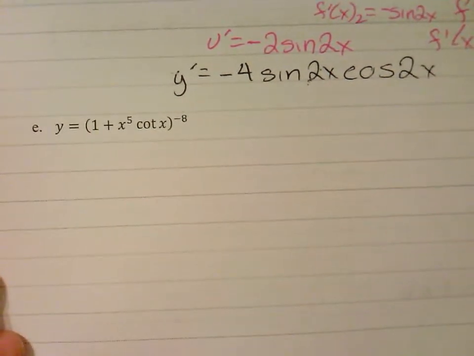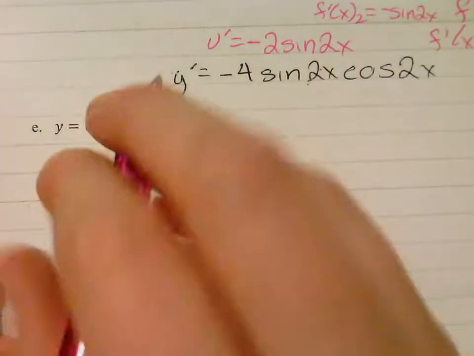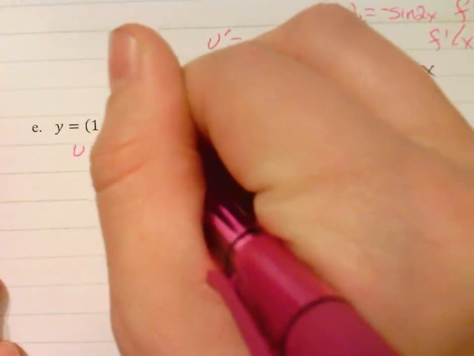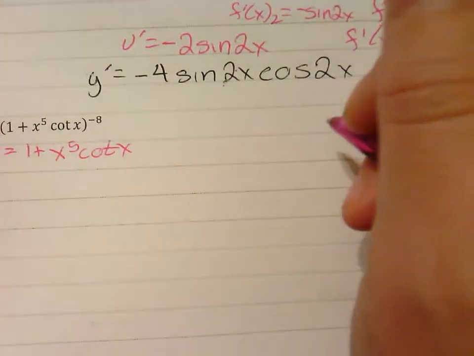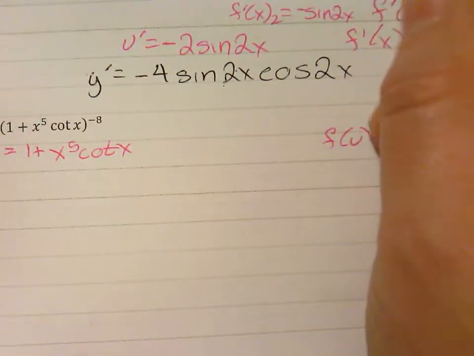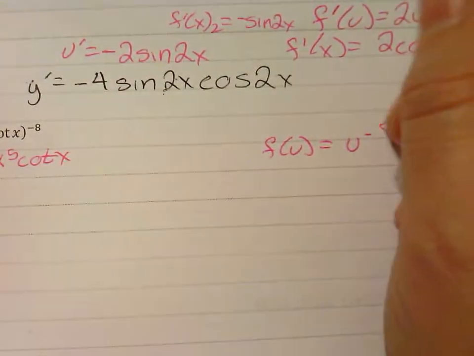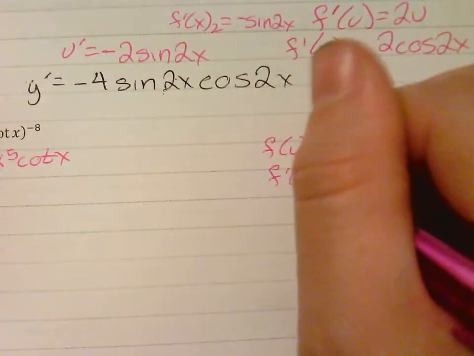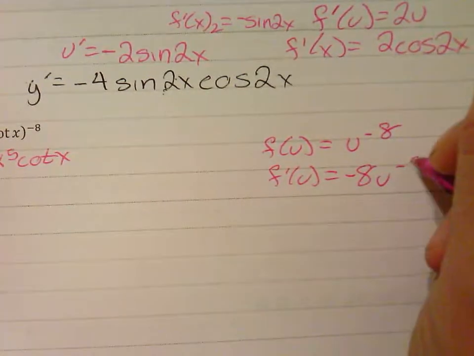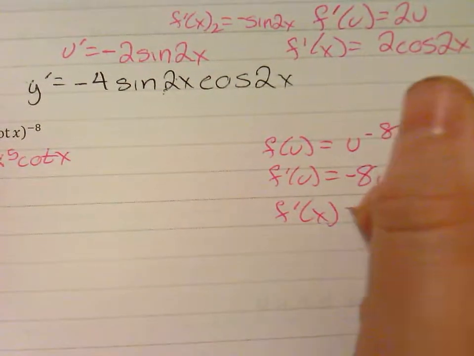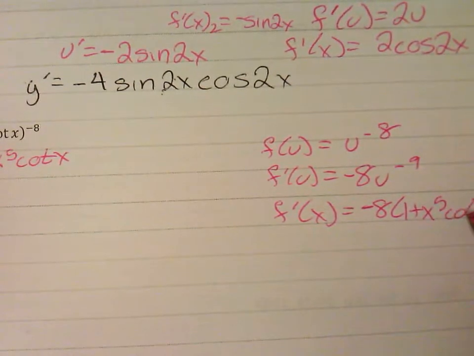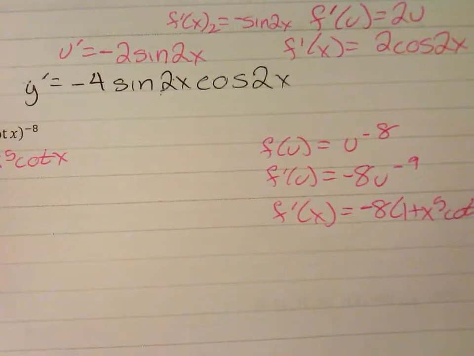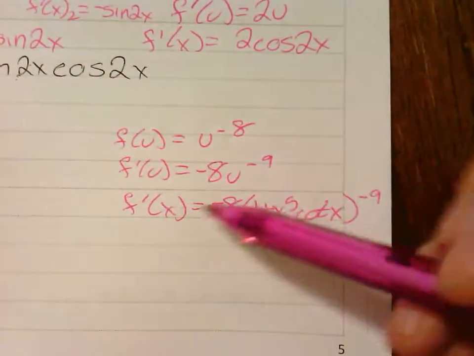for the start anyway, but you see there's going to be a product rule in there. So u is 1 plus x to the 5th cotangent of x. Just going to put this over here so I got room. F of u is going to be u to the negative 8. F prime of u is negative 8u to the negative 9. So f prime of x is going to be negative 8 times 1 plus x to the 5th cotangent of x to the negative 9th. Okay, so that's this. We're going to come back to that.